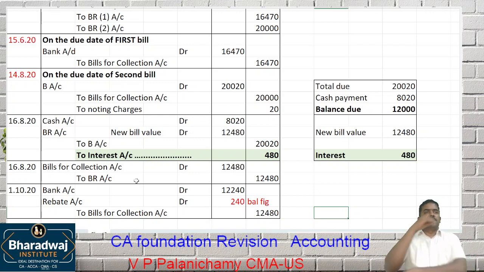Why don't we put it to bills receivable account? The bill is already sent for collection. That is already recorded in bills for collection account. So in that account we adjust it.